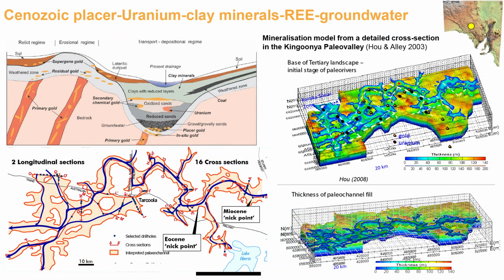This is another example in the Kingunia Paleochannel. If you can get good enough data, especially drilling data, you can use 3D modeling software to work out the relationship between these valleys. This is one of the cross-sections in the southern part of the Kingunia Paleovalley. Even within this one section, you can find several different potentials, for example uranium, placer gold, and coal.